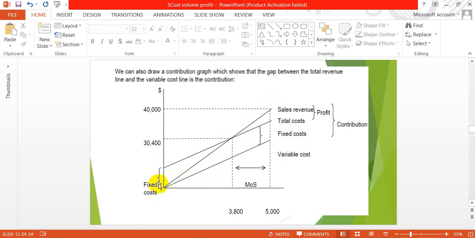You've got your fixed costs there starting at 5,700. So this gap here gives us our contribution. This gap here between the sales revenue and the total cost gives us our profit.